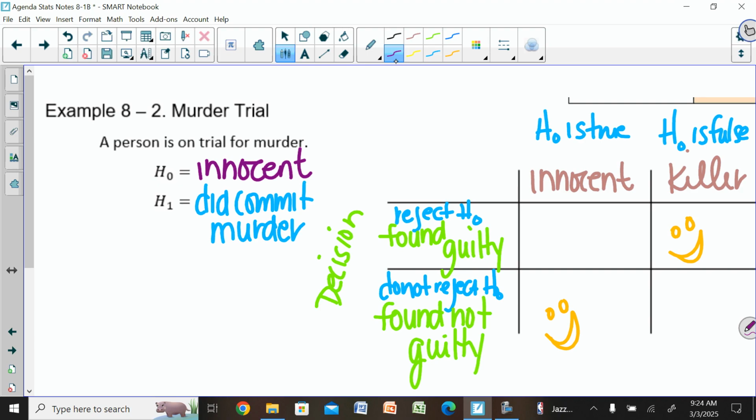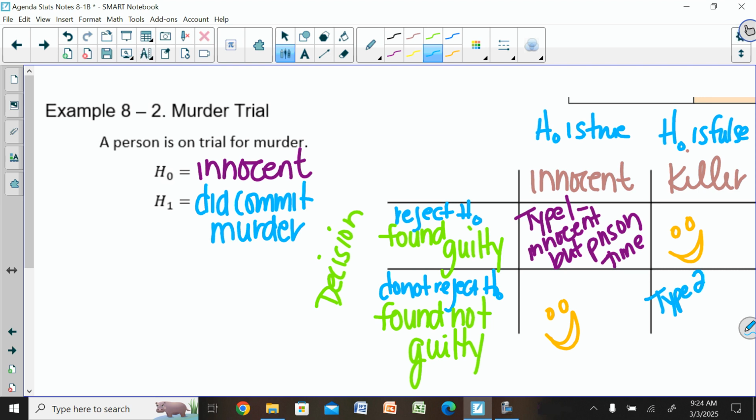So the other 2 obviously are bad decisions, and we know what falls where. But what happens, this one, the person is innocent and they were found guilty. That's a type 1 error, and that means an innocent person is going to prison, right? That's the context of it. Innocent, but prison time. The other one is that they are a killer, but they were found not guilty. That's a type 2 error, which means that a killer is set free.